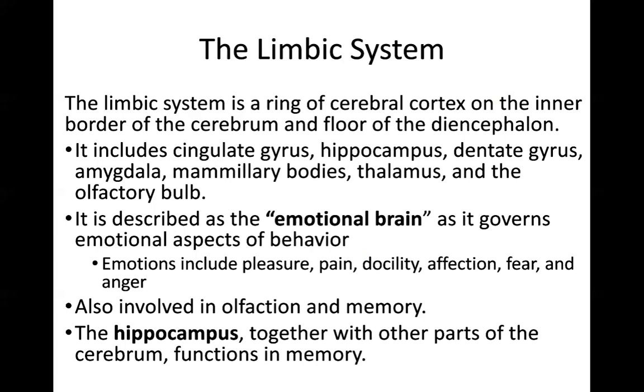It includes many things. Collectively, we call our limbic system our emotional brain, as it governs emotional aspects of behavior, things like pleasure, pain, docility, affection, fear, and anger. We talked earlier about how the hypothalamus was involved with those things. There are portions of your hypothalamus that are listed here. You can even see the thalamus is listed here. The mammillary bodies are listed there, are part of the hypothalamus. So these collectively we can describe as our primitive brain.